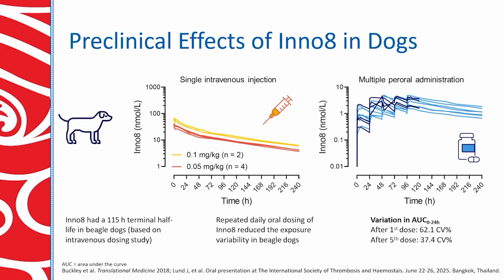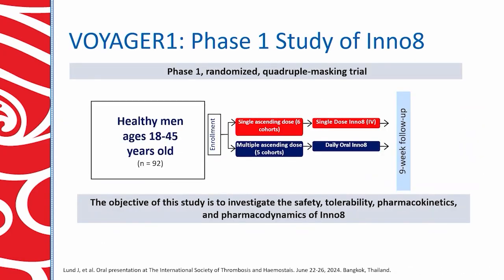And on the blue, on the next figure, you can see that repeated daily oral dosing, because this is the intention of this drug, to be administered orally, reduced the exposure variability in beagle dogs and led to the referring concentrations here in those patients.